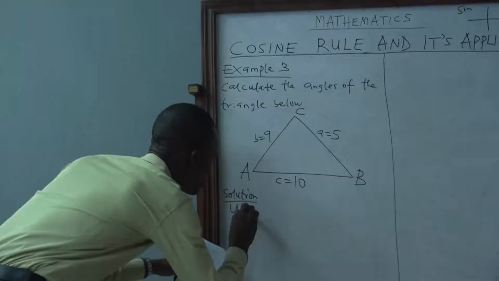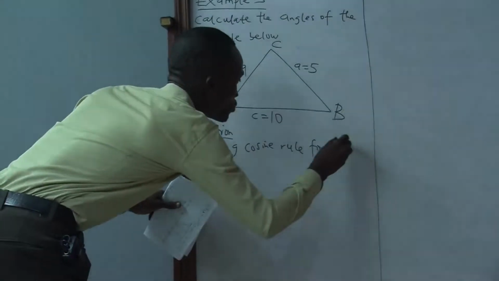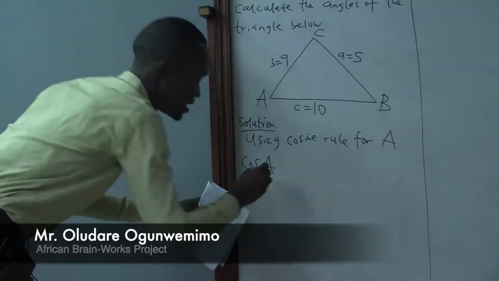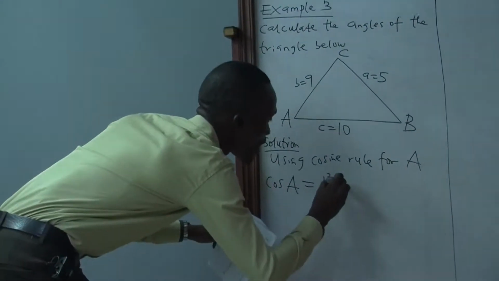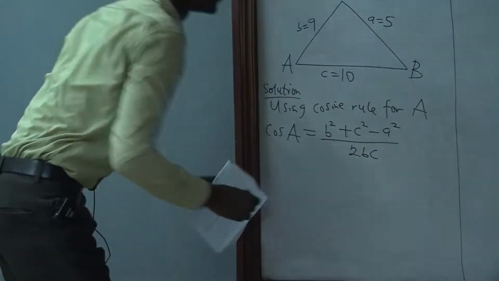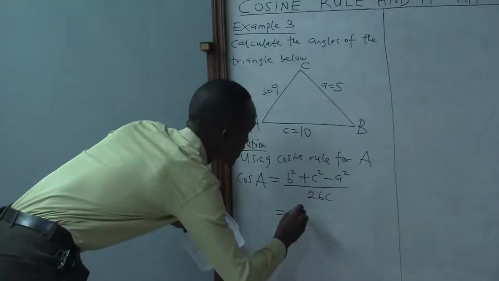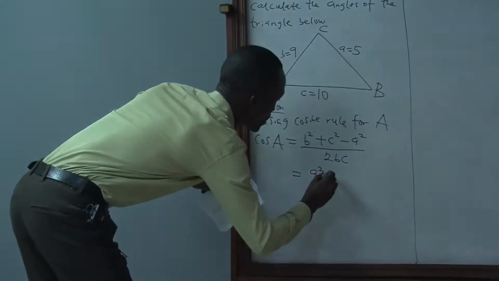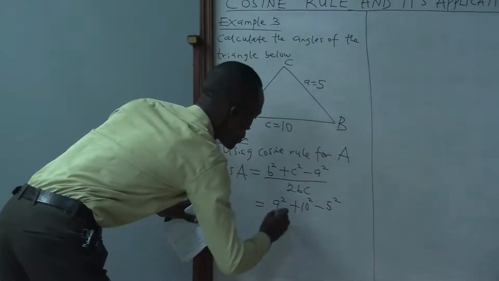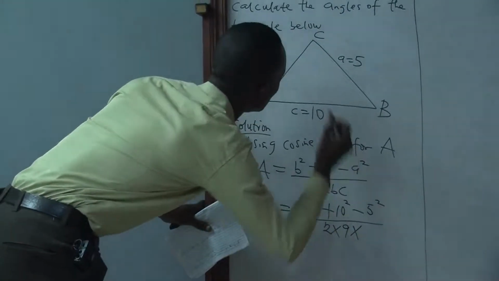So from here, using cosine rule, I want to find angle A first. Using cosine rule for A, from the cosine rule I gave, I said cos A is equal to b square plus c square minus a square divided by 2bc. That is what we are using. And from here we know what A is. B is 9, that is 9 square. C is 10 square. And A is 5, that is 5 square divided by 2 multiplied by b is 9, then c is 10.